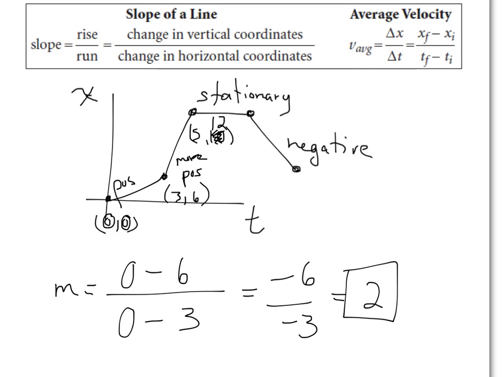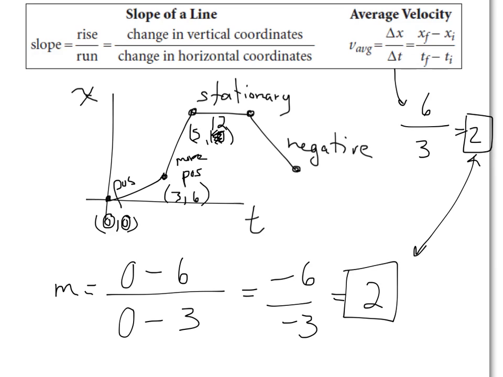So the velocity in that first segment of the particle is 2 meters per second, because that's the slope of the line. Again, think about it logically here. I've gone from 0 seconds to 3 seconds, and I've gone from 0 meters to 6 meters. So if I look at that formula up here, it's 6 meters of distance over 3 seconds. Well, that's 2 meters per second. It's the same as the slope.